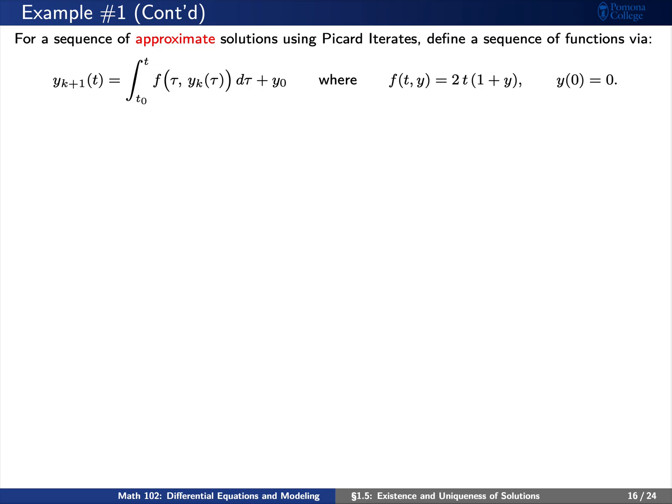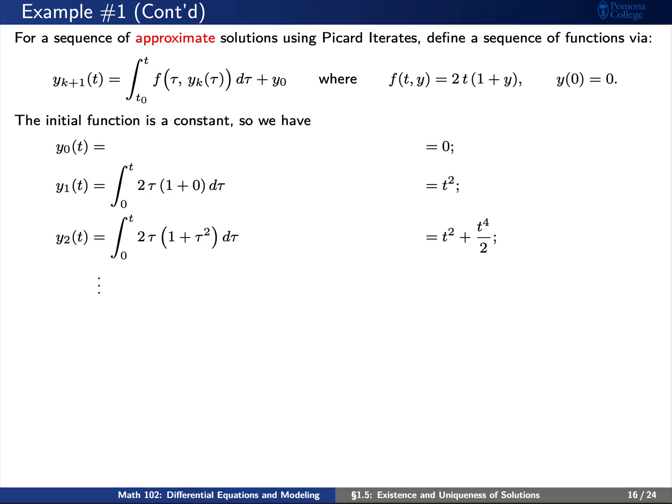In this case, f of t comma y is equal to 2t times 1 plus y, and y of 0 equals 0. We can work out the first few iterates. For example, y sub 0 of t is just the constant 0. Remember that the first function, y sub 0 of t, is always the constant function that takes on the value y sub 0.